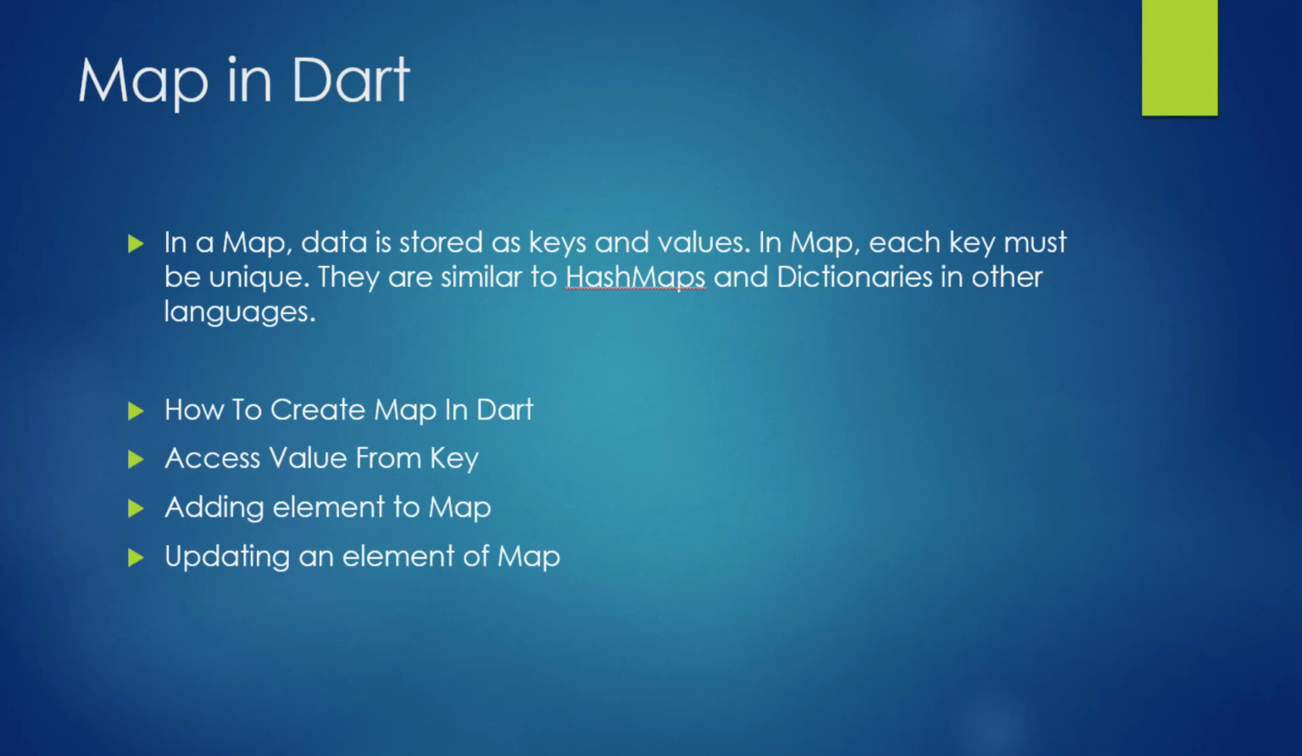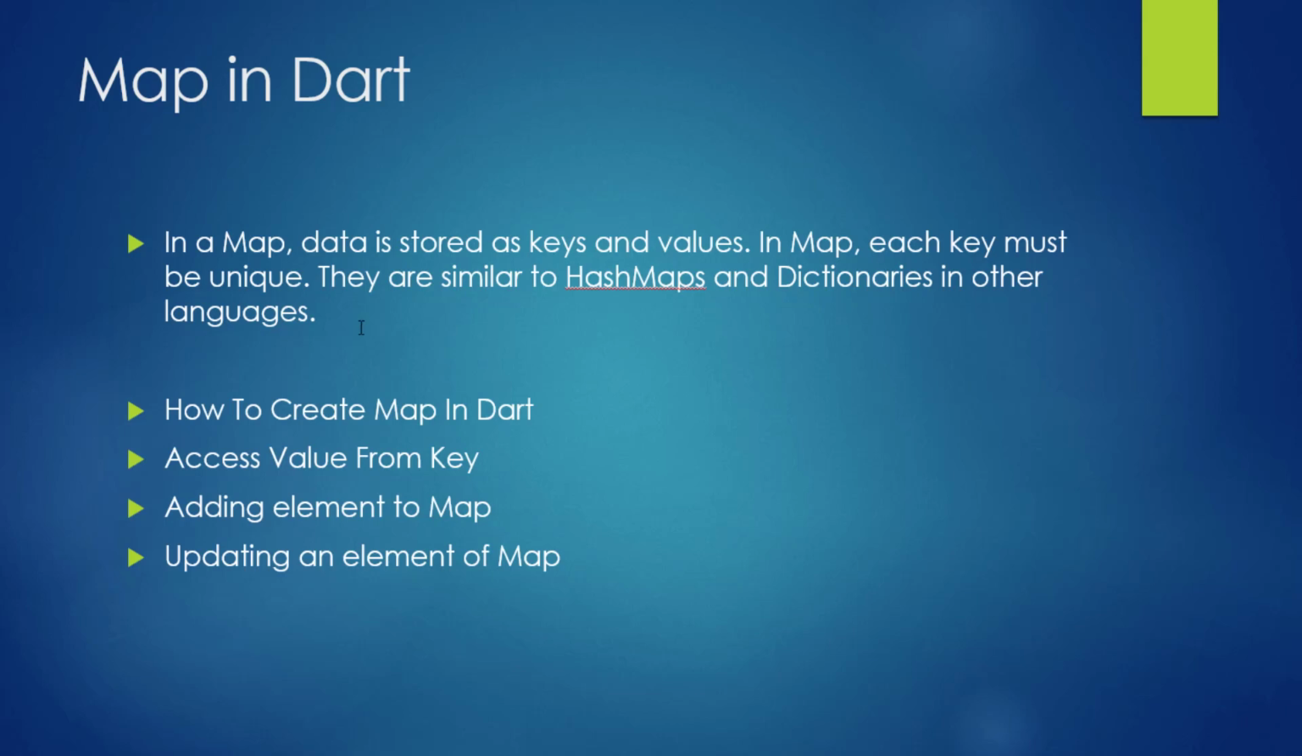Our previous tutorial was about list in Dart. Now in today's tutorial we are going to discuss map in Dart. In a map, data is stored as keys and values. In map, each key must be unique. They are similar to hash maps and dictionaries in other languages. We already discussed map in our previous tutorials, but in this tutorial we will discuss map in more details.